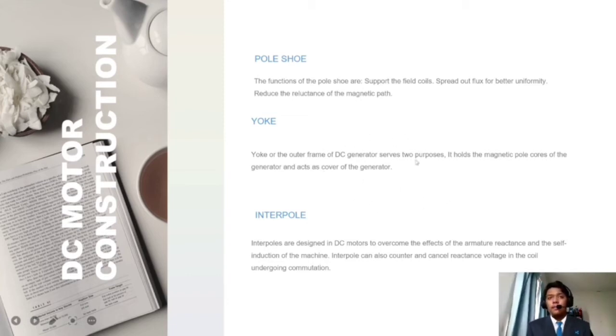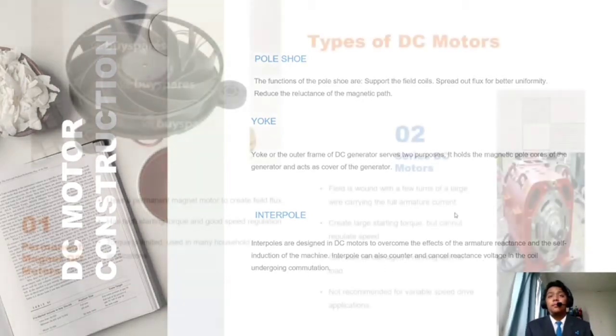And lastly, we have the interpoles. Interpoles are designed in DC motors to overcome the effects of the armature reactance and the self-induction of the machine. And interpoles can also counter and cancel reactive voltage in the coil undergoing commutation.